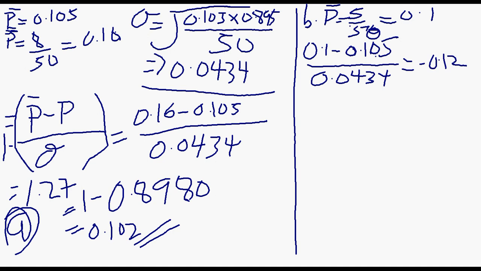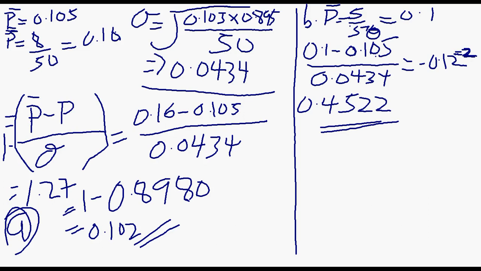So if you trace it on the Z table, negative 0.12 will be equal to Z. So now it will be 0.4522 on the Z table. So this is the probability for the B aspect.